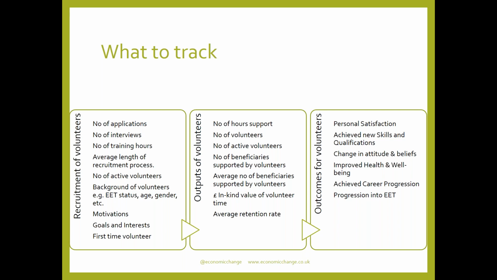Now, in terms of outputs of volunteers, which is really the scale of their intervention, what do they actually give to your organisation? We've got key KPIs here around number of hours of support provided, number of volunteers, number of active volunteers, number of beneficiaries supported by volunteers, the average number of beneficiaries supported by volunteers, the financial in-kind value, volunteer time given, and the average retention rate. And quite often these are key performance indicators that people want to track on an annual basis, but also maybe it can be done monthly.